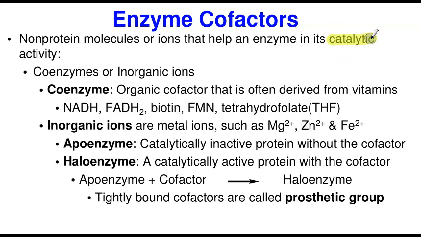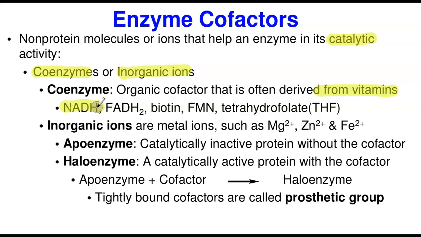For an enzyme to function, it needs cofactors. These are the enzyme helpers that help the enzyme to do the job, and they can be either coenzymes or inorganic ions. Now, the coenzymes are the organic cofactors, and most of them are derived from vitamins and include NADH, which means nicotinamide adenine dinucleotide, the reduced form. FADH2 means flavin adenine dinucleotide, that's the reduced form. Biotin. FMN means flavin mononucleotide. The tetrahydrofolate THF, and all the rest of them.